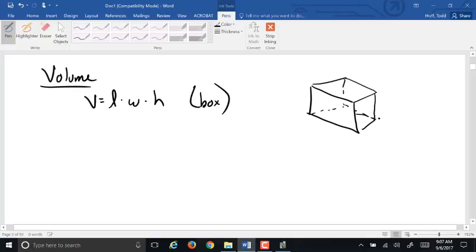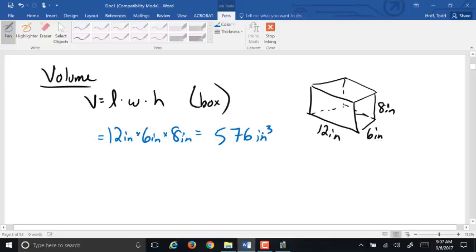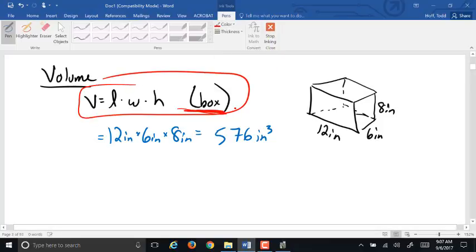Pretend that looks like a box. So if we got 12 inches by 6 inches by 8 inches, that volume, length times width times height, is going to give us what? 576, I believe, inches cubed, because inches times inches times inches. That formula, length times width times height, like we said, only works if this is a box.